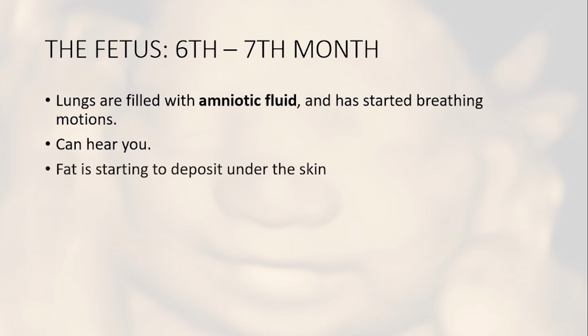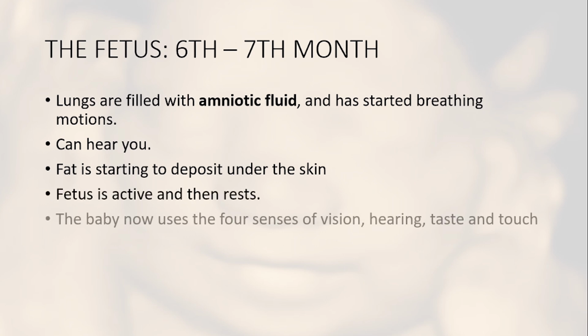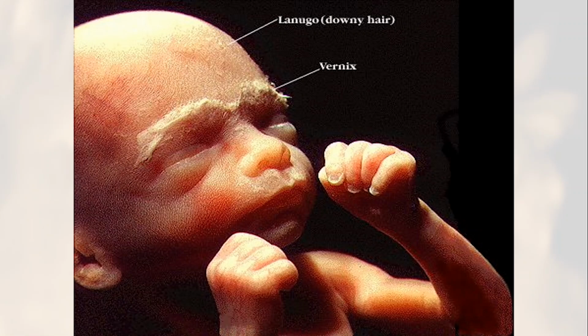So from the 6th to 7th month, the lungs are filled with amniotic fluid. It's said that about this time the fetus can hear, so their auditory system is already working. There is fat deposition under the skin. They are active, so the mother can feel the kicks very well, and they take time to rest as well. And so you see, this is the fetus, much more developed, looking more like a newborn baby.